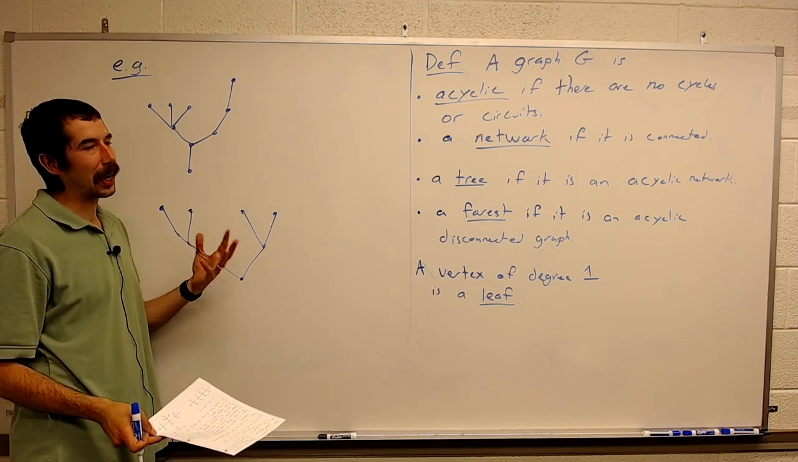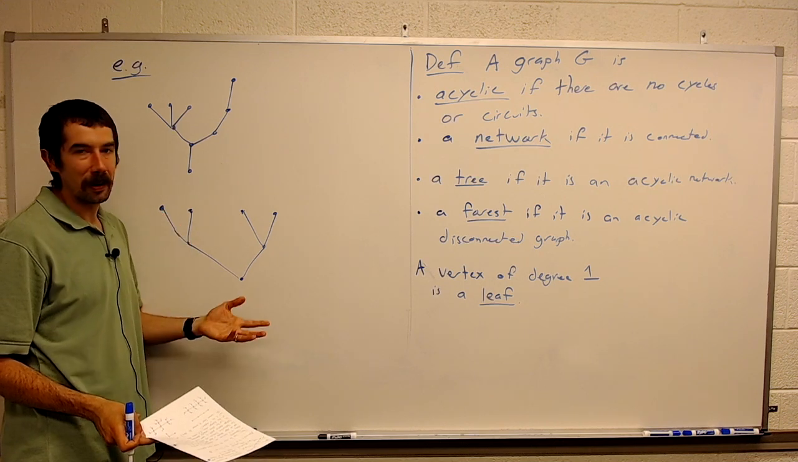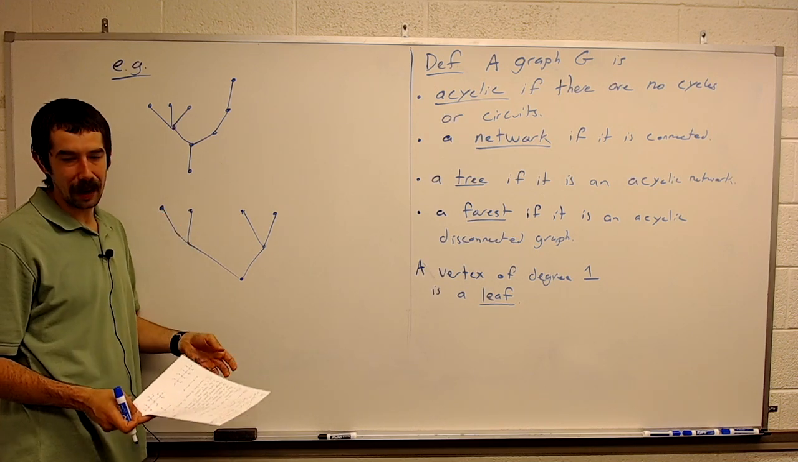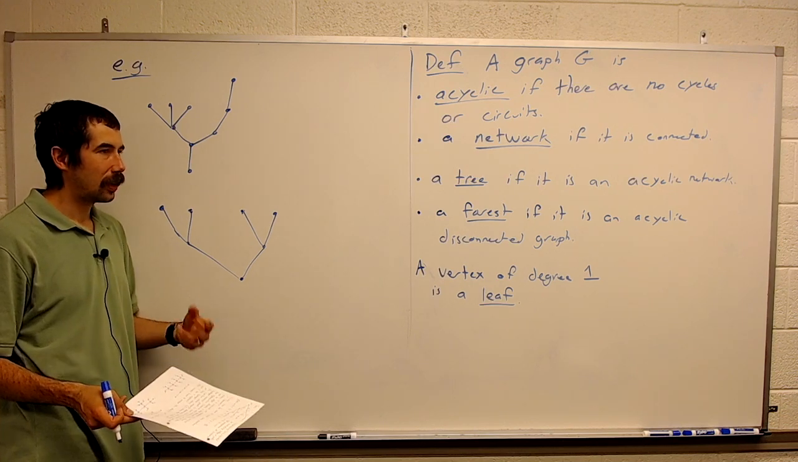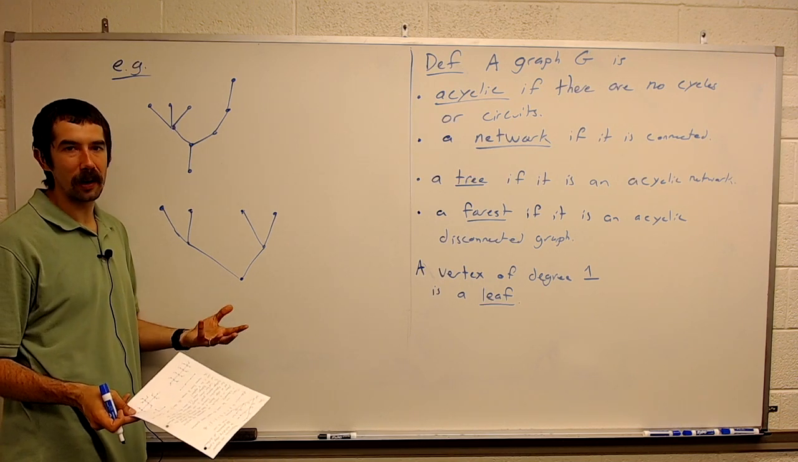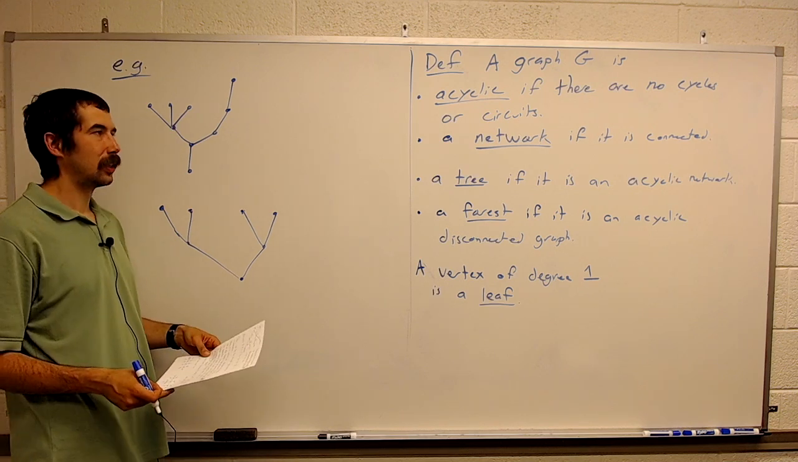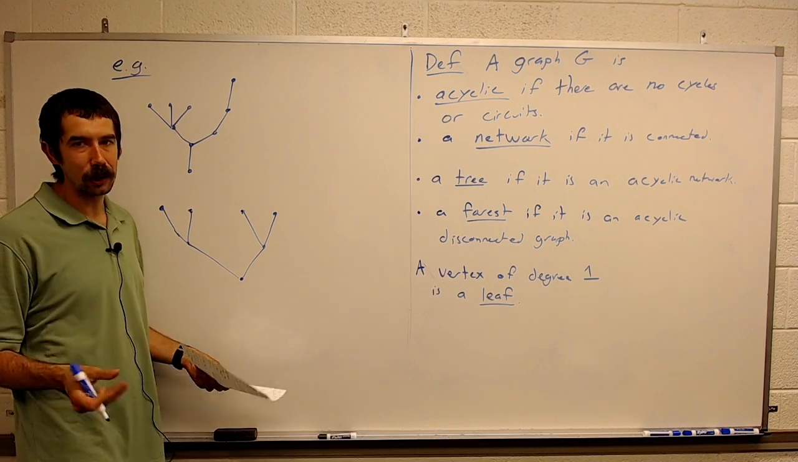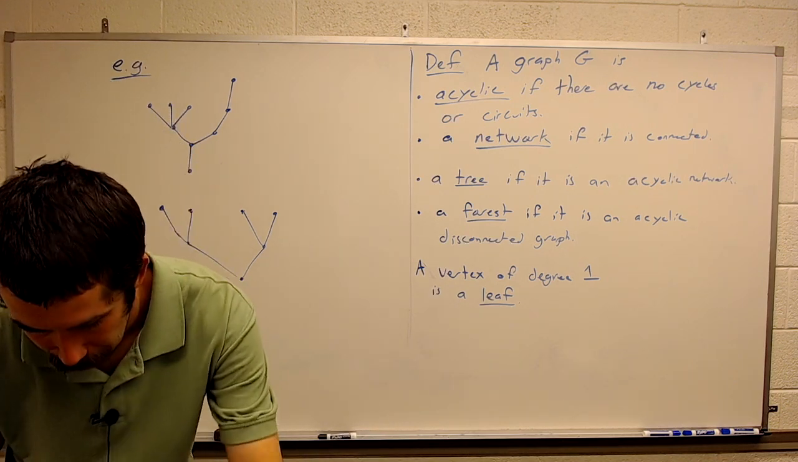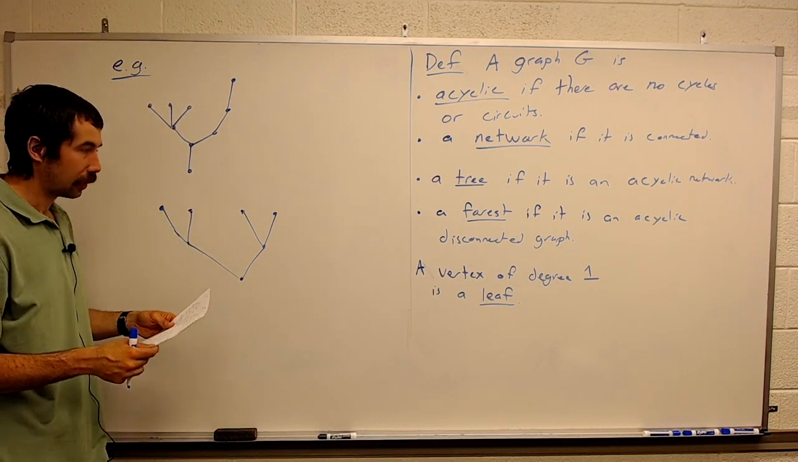So trees have applications to probability. They have applications to chemistry. They have applications to computer science. So these are a very important mathematical object. But today we're just really going to talk about the basics. This might be a little bit of a shorter video, but hey, who's complaining?